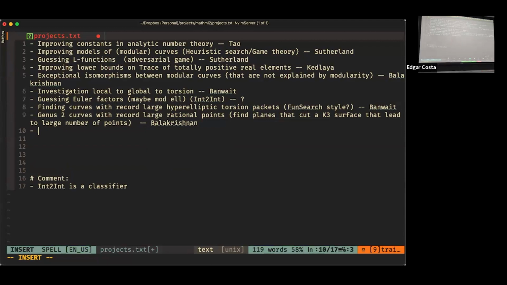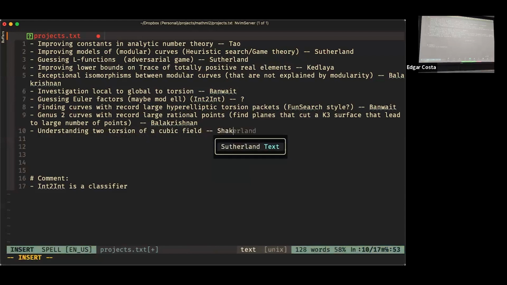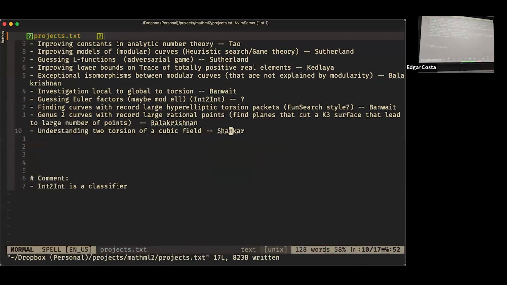So I should preface this saying I have very little intuition for what kind of things are amenable to this, but one problem that should be nice is, if you have a cubic field, for example, and you want to understand the two torsion in its class group. Now, the thing is that you can express the two torsion in its class group as a cohomology group, and this cohomology group sits inside the same infinite cohomology group as certain cohomology groups of elliptic curves.